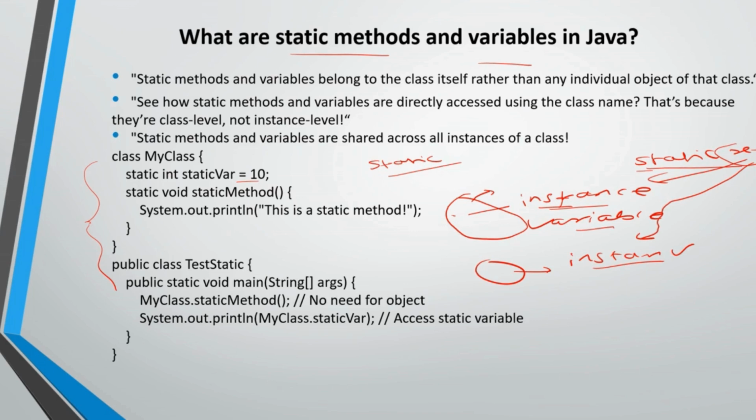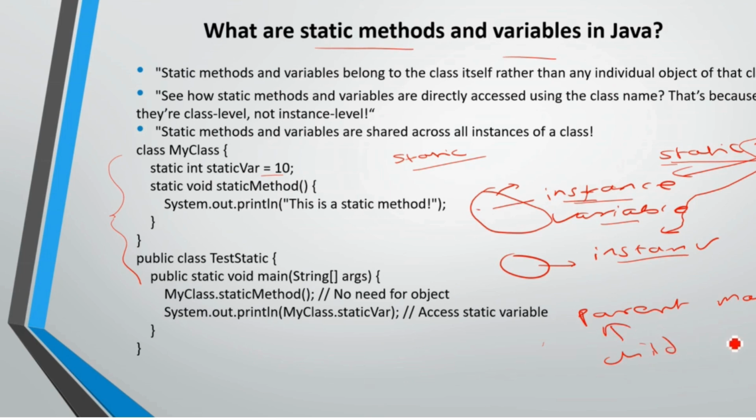Okay. Also, let me quickly tell you about the static keyword in the context of inheritance as well. When a child class doesn't have a main method, Java will automatically use the parent class main method. If the child does not have a main method and the parent class has one, then the parent class main method will be considered. So that thing you need to keep in mind.